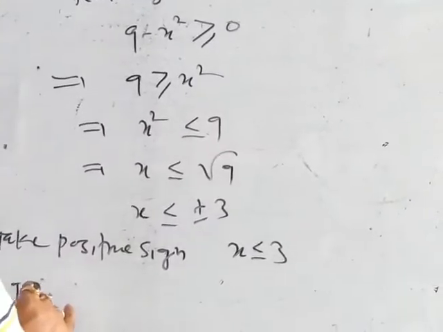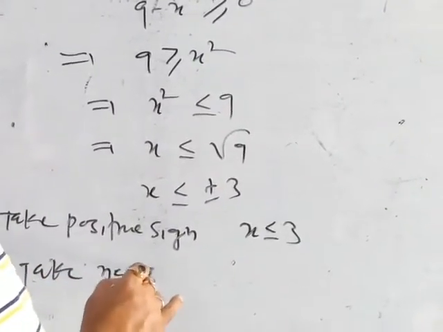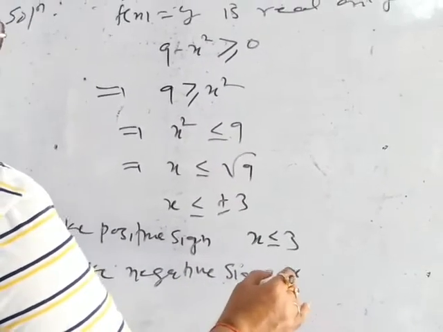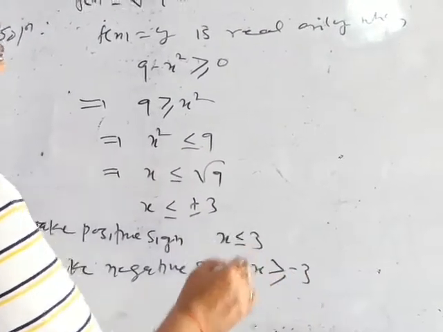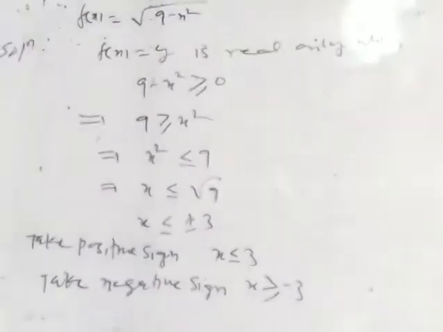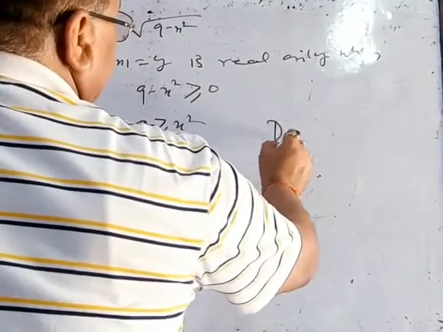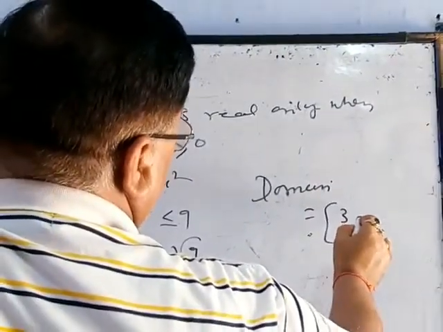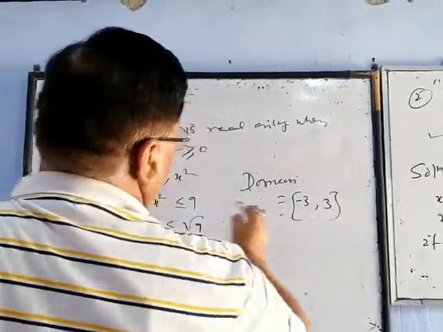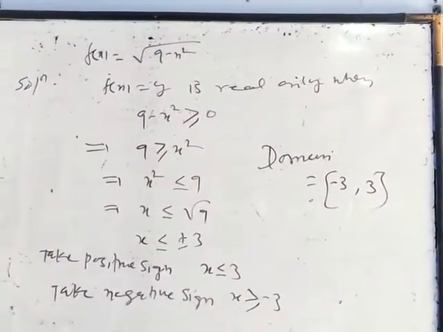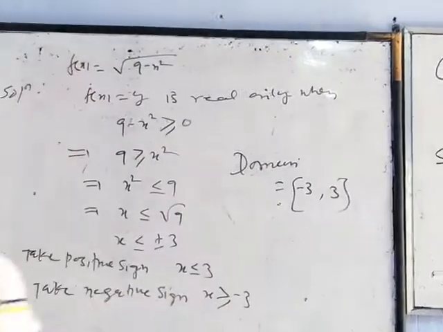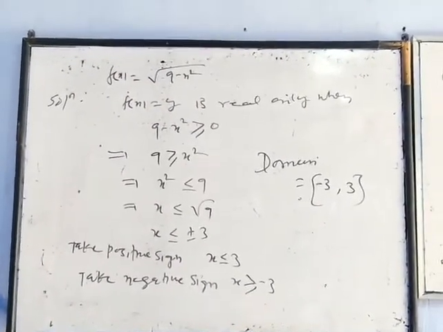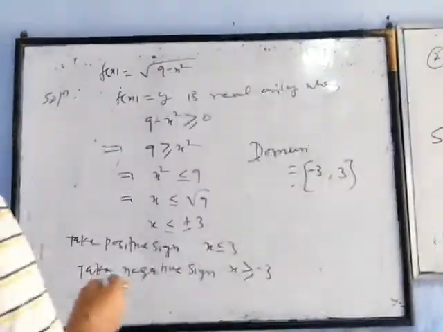Now take the negative sign, then x is greater than or equal to minus 3. So the domain is equal to minus 3 to 3. This is the domain of this function, a closed interval minus 3 to 3. This is the domain. For range, we take the value of y.